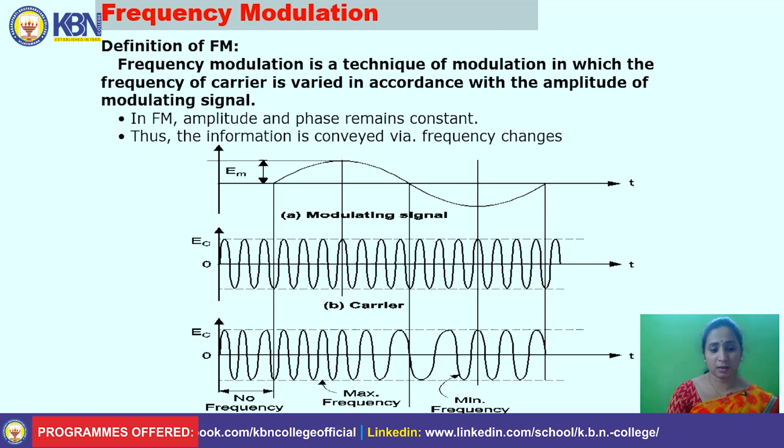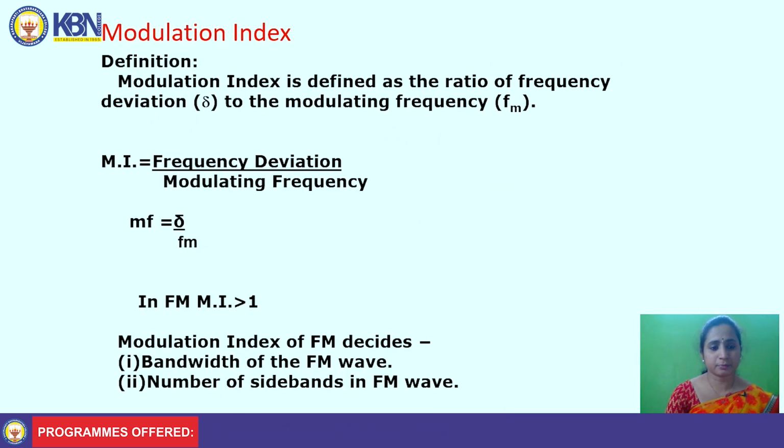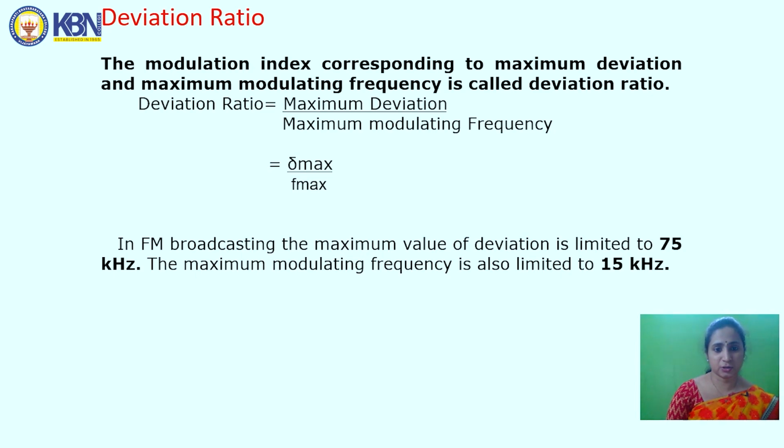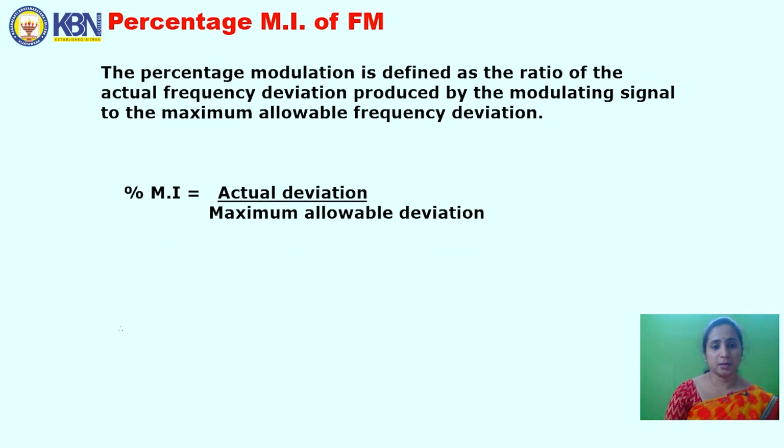This is the formula for the modulation index, that is, frequency deviation divided by the modulating frequency. Now the percentage modulation of FM. FM means frequency modulation. The percentage modulation is defined as the ratio of the actual frequency deviation produced by the modulating signal to the maximum allowable frequency deviation.